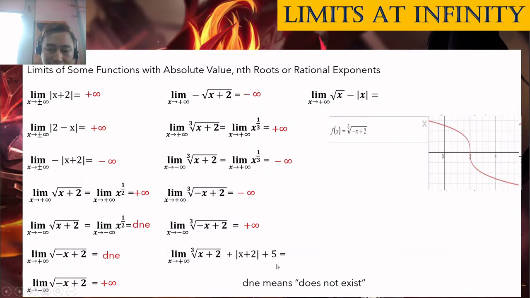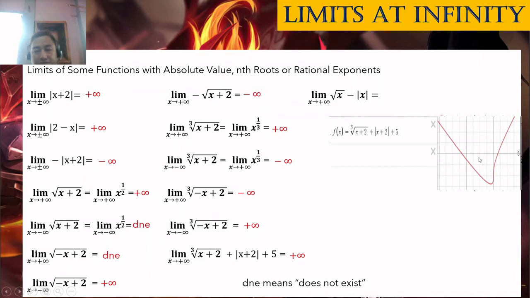Okay, now the next one is a combination. There's a cube root and then there's an absolute value here. So the answer, class, is positive infinity. Why? As x approaches positive infinity, this one is positive, and the absolute value of x plus 2 is always positive, so the answer is positive infinity. Okay, the graph for that is this one. It goes upwards as x approaches positive infinity, so positive infinity.